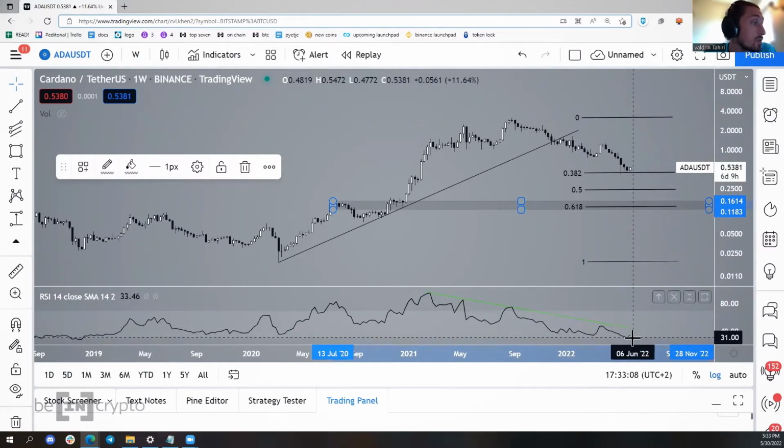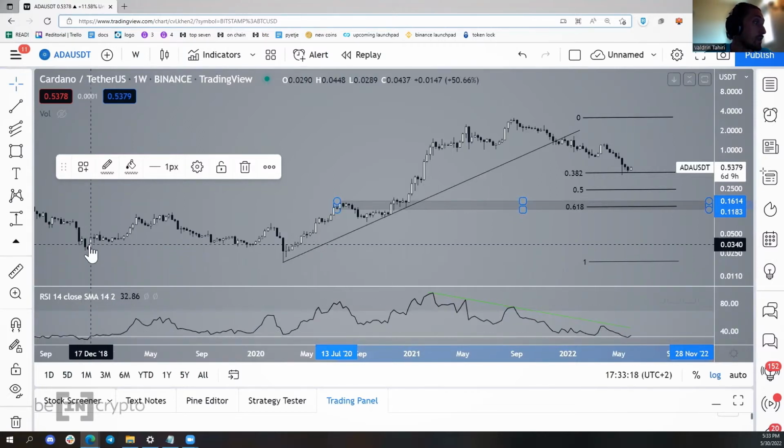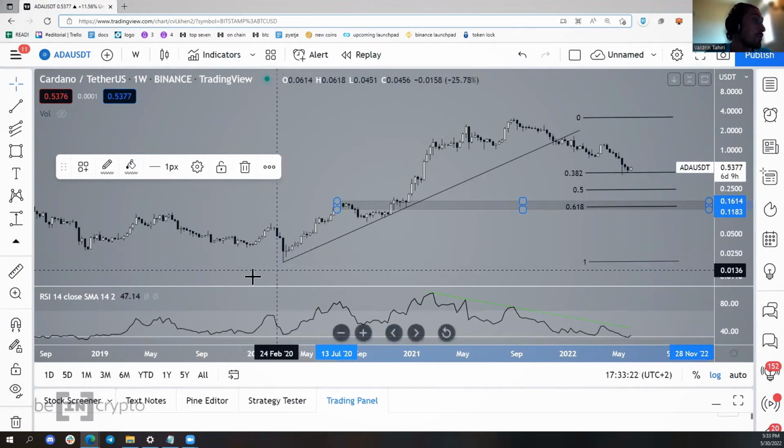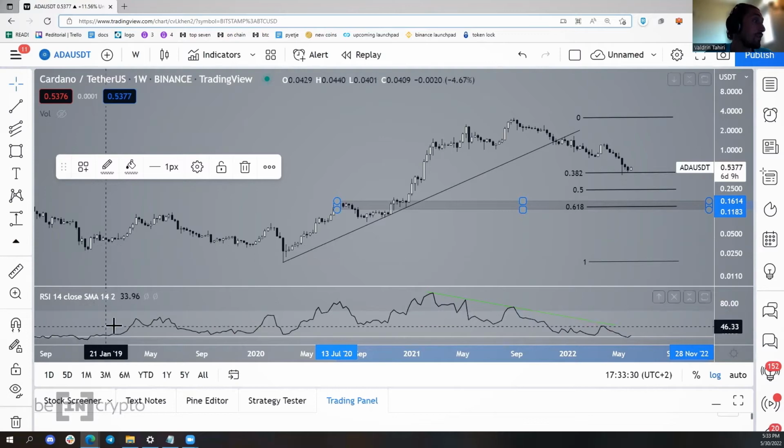Now, an important development is the fact that the weekly RSI is at 30, which, as you can see, I'm just going to draw a line here, it's the lowest since this bottom right here. Now, in this case, we also had the COVID crash, which made the lower bottom on the price, but we can consider this to be the low. So basically, the weekly RSI is at levels that haven't been seen since 2018.